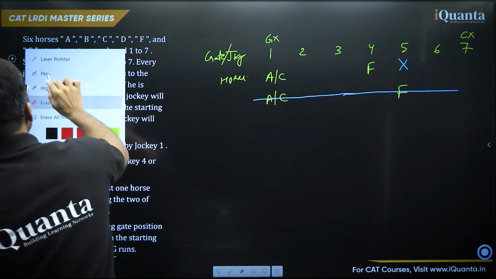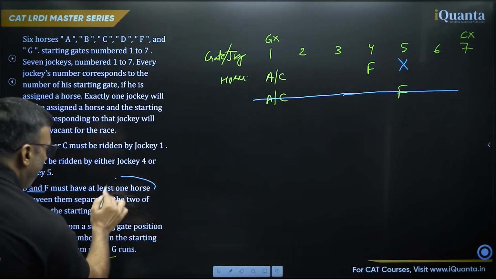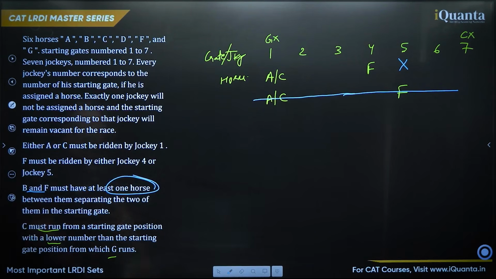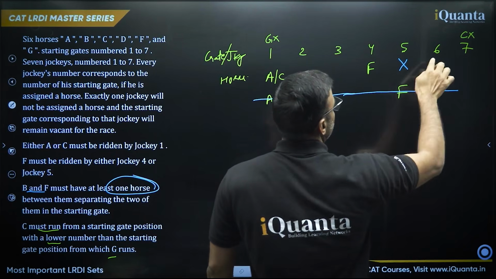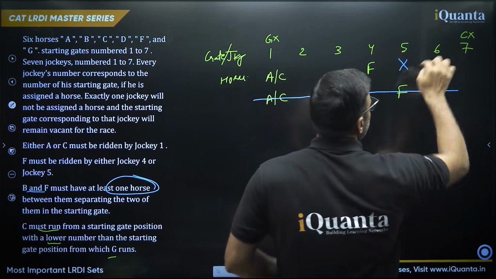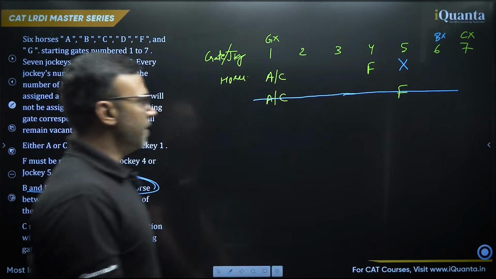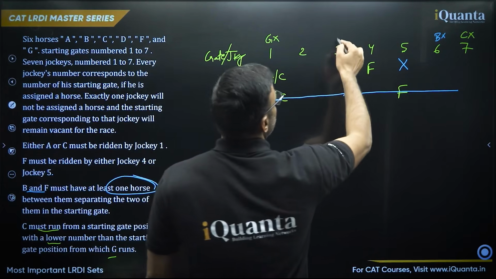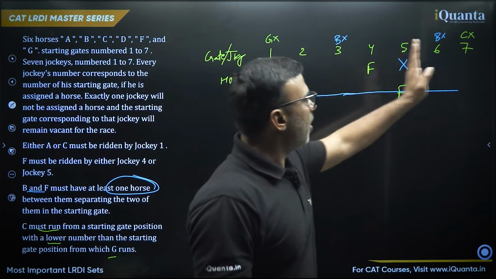Now what about B? B and F, there has to be a gap. B and F must have at least one horse. This is one point where people make a mistake. They can take B here. You cannot take B here because this gate is vacant, so there is no horse. Also, because F is here, B cannot be here. So B will be either at 2 or at 7.